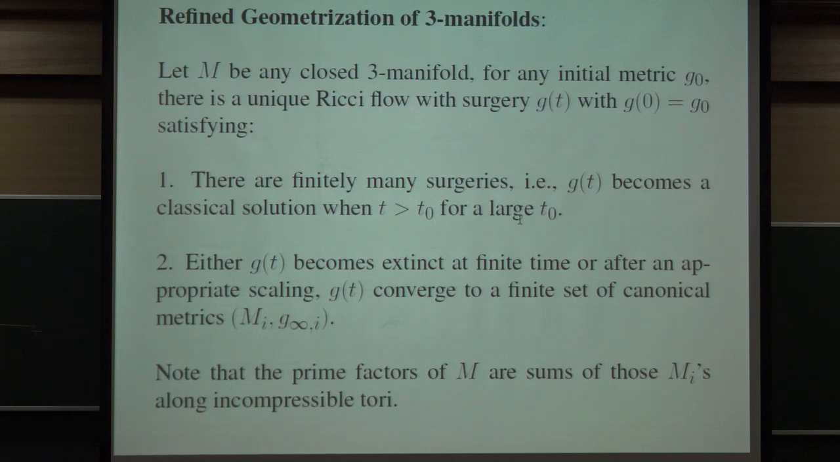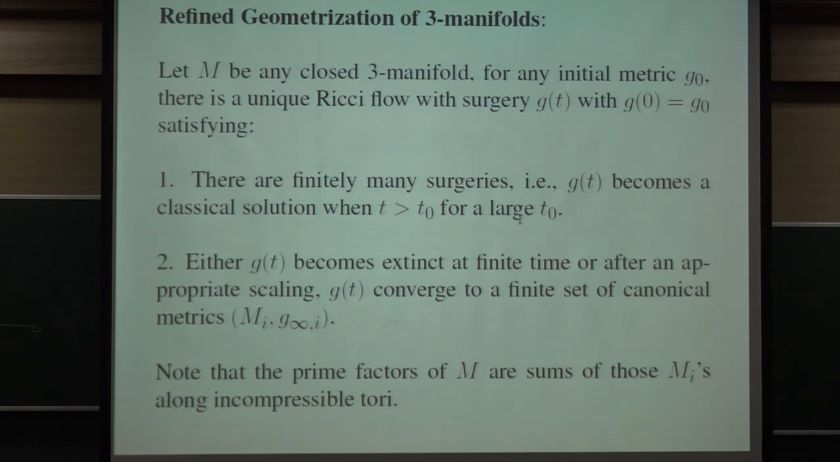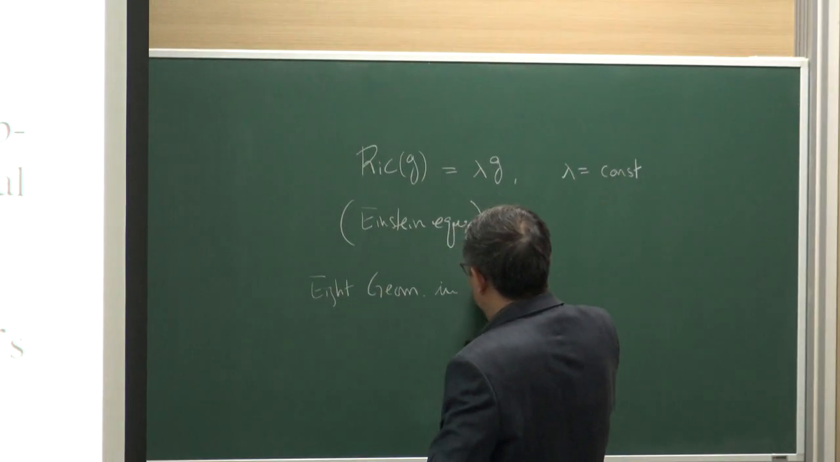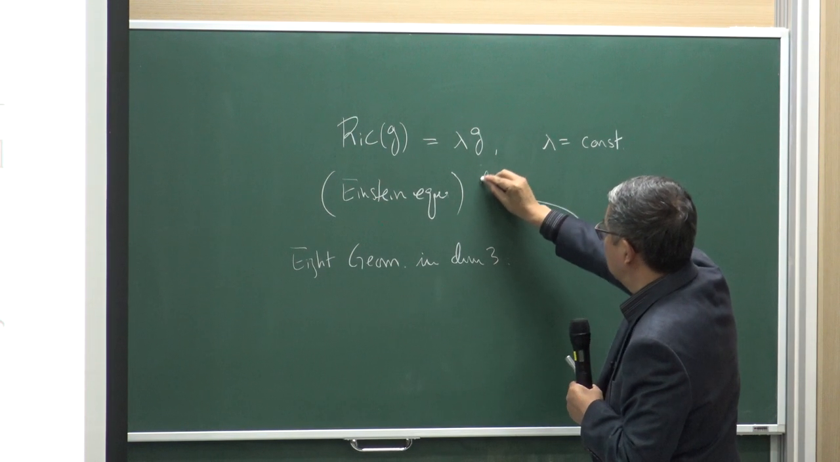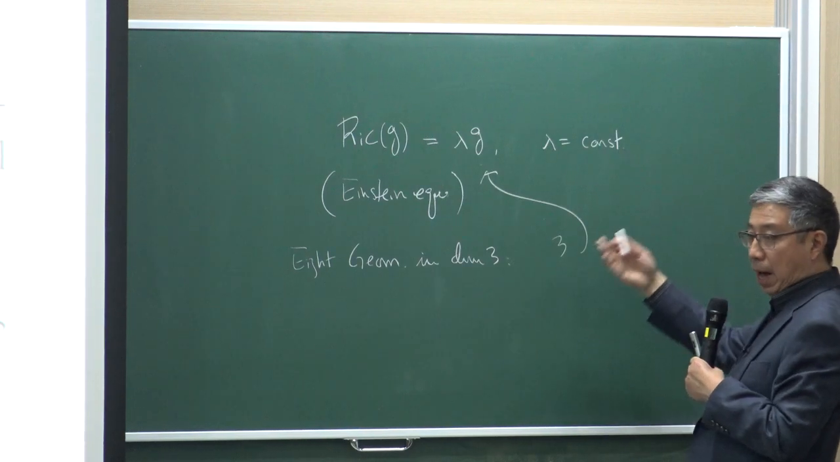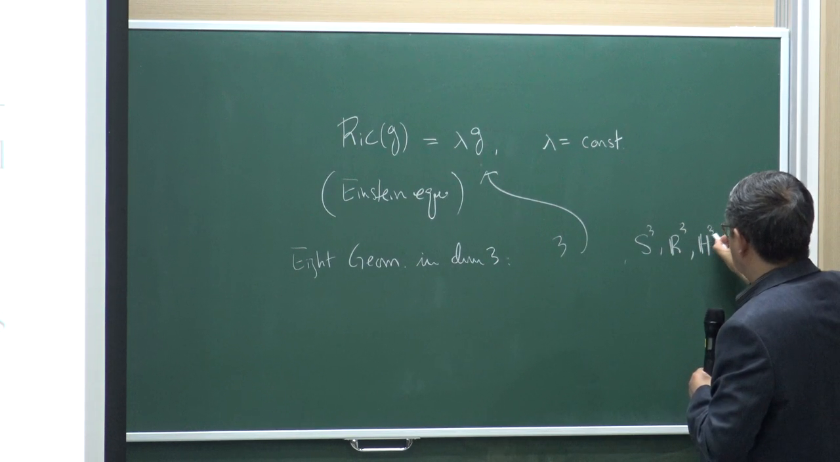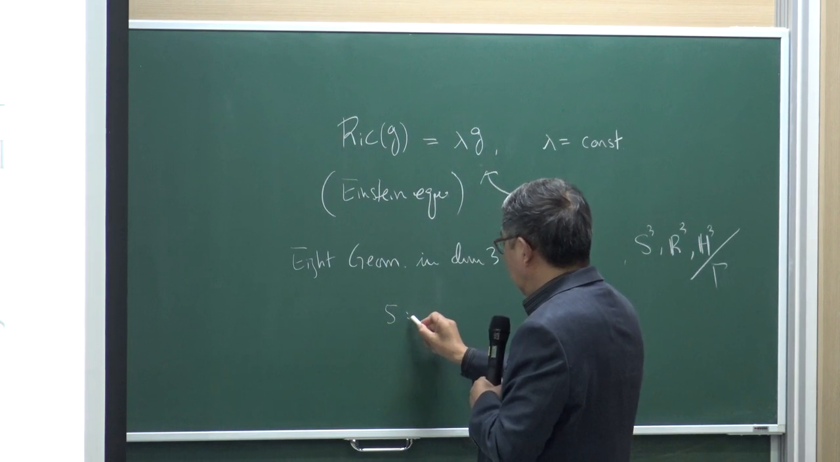And the canonical metrics here are not necessarily Einstein metrics, because according to Thurston, there are eight geometries in dimension three, and three of them are given by this. Namely, it's flat, a quotient of this, or this, or hyperbolic H^3, a ball quotient by this. And then there are the other five, which are degenerate.